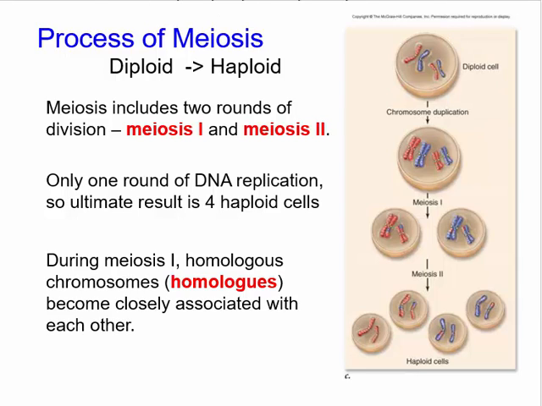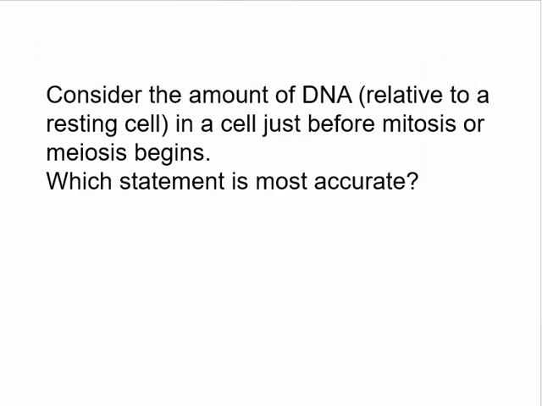And so let me ask you a question. Consider the amount of DNA relative to a resting cell, so a cell that's not dividing, is just sitting there doing its thing, just before mitosis or meiosis begins. So this comes back to the cell cycle and understanding that. So which statement given here is most accurate?